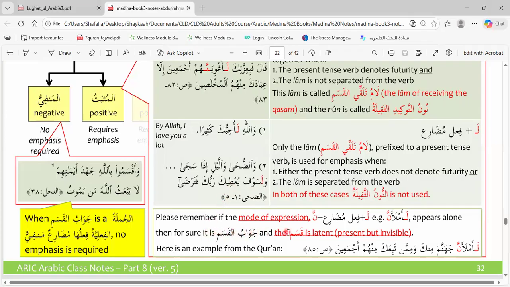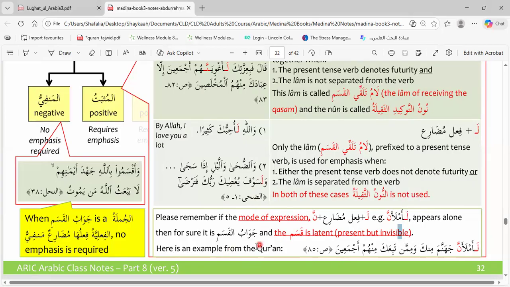Please remember the mode of expression. La appears alone, not for sure. It is jawab al-qasam. The qasam is present but invisible. Example: the lam plus fi'l mudari' plus noon. All of that is indicated in this formula. Here's an example from the Quran: لأملأن جهنم منك وممن تبعك منهم أجمعين.